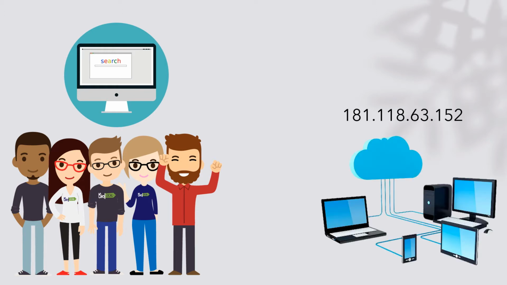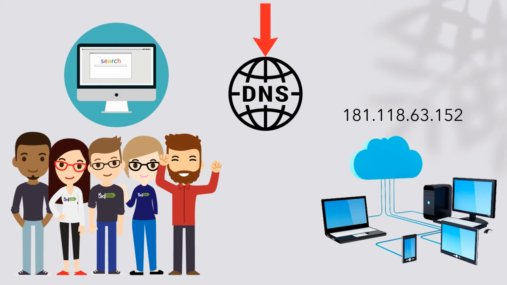Similarly, as humans, we primarily communicate using words. This is our primary language. Computers on the internet, however, they primarily communicate using numbers or IP addresses. That's where DNS comes in. DNS translates or resolves our human language words to IP addresses and vice versa.